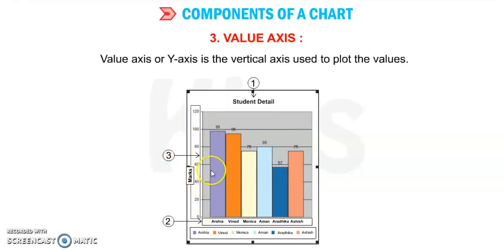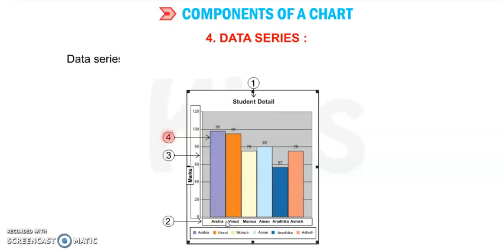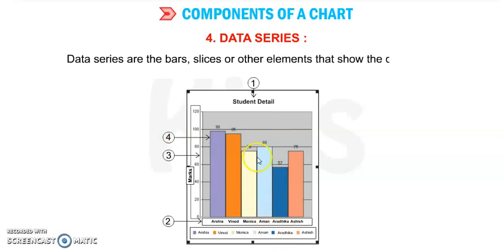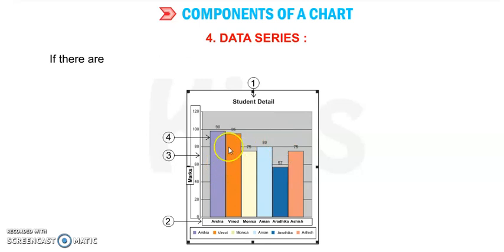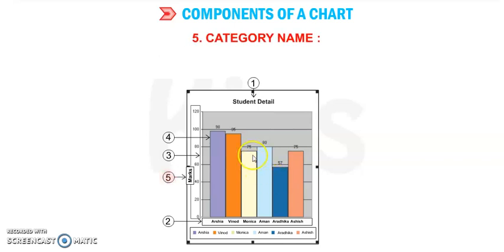Y-axis, the vertical axis used to plot the values, and it is located at the left side. Next, number 4 is the data series. You can see these bars. These are data series, bars or other elements that show the data values. If there are multiple data series in a chart, each will have a different color.